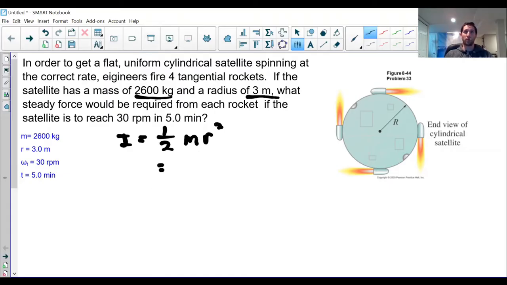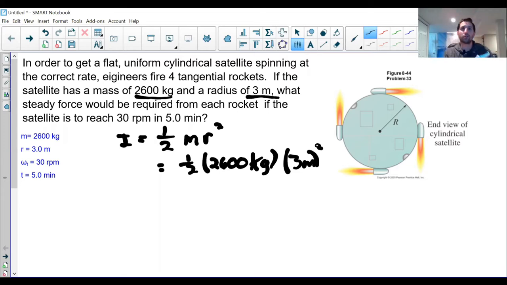So I'm going to do 1/2. The mass is 2,600 kilograms, and the radius is 3 meters, and we're going to square that. So if we do that, 0.5 times 2,600 times 3 squared, I'm getting 11,700. So that's what we get for I, and it's kilogram meters squared.